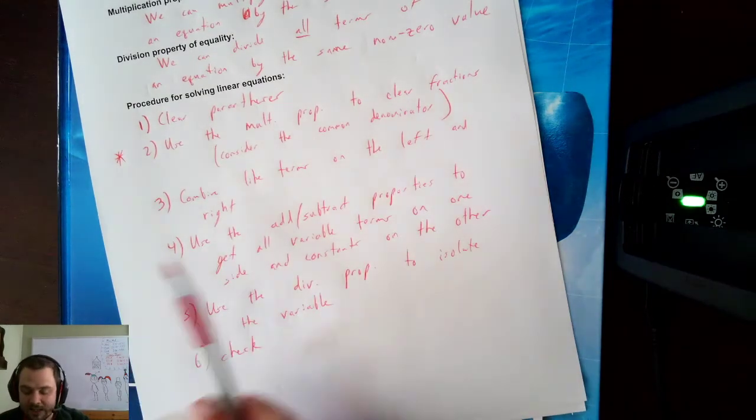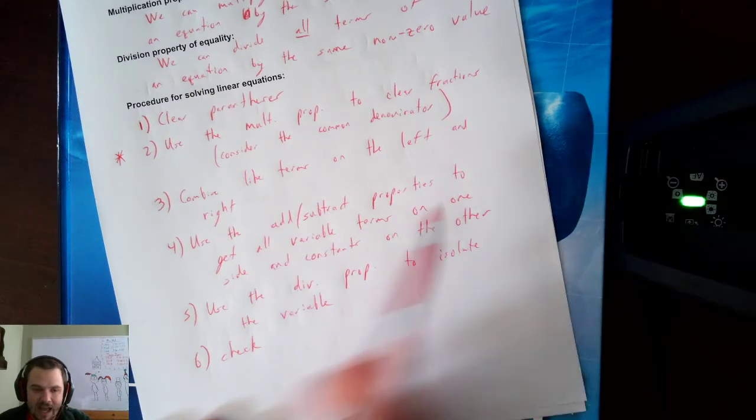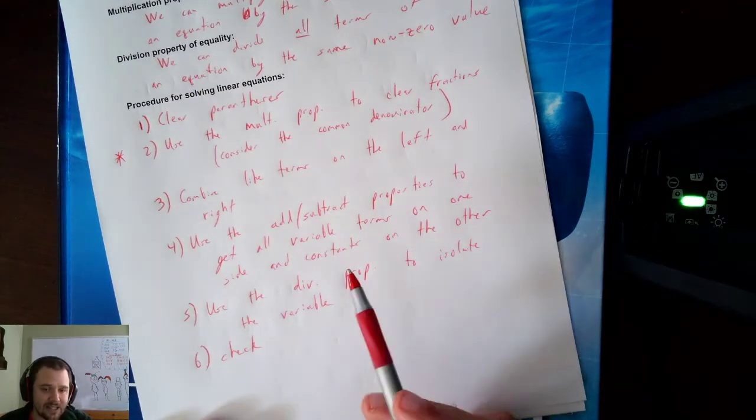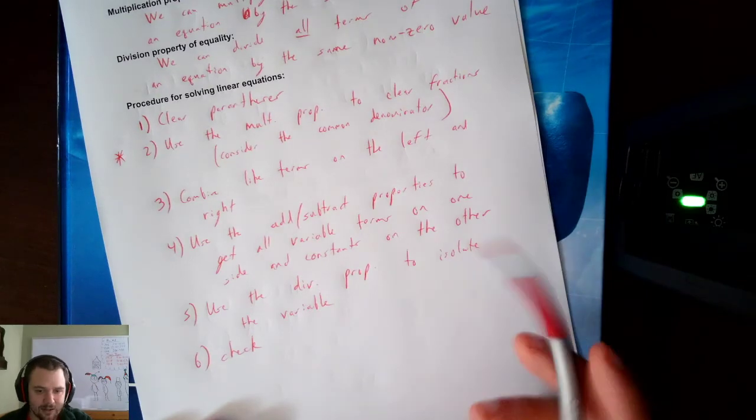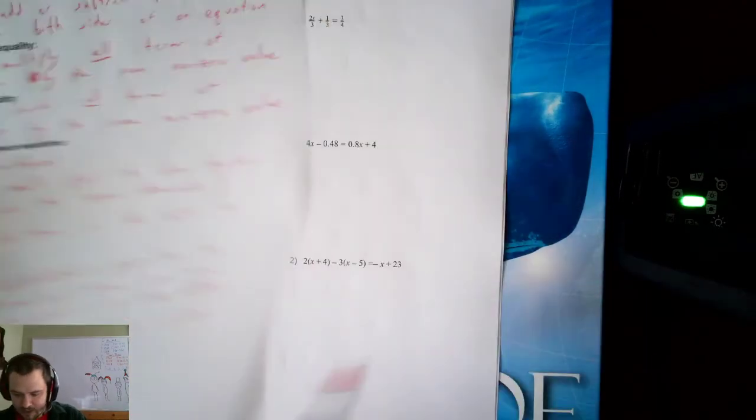So we clear parentheses. We then clear fractions. We combine like terms. We add and subtract things from both sides to get all variables on one, constant on the other. Then we divide to isolate the variable. Now let's take a look at some examples.